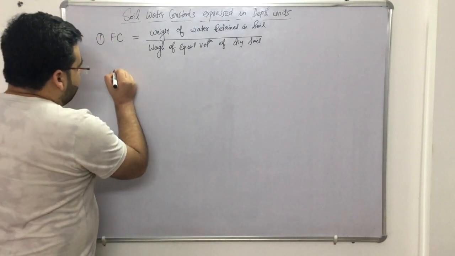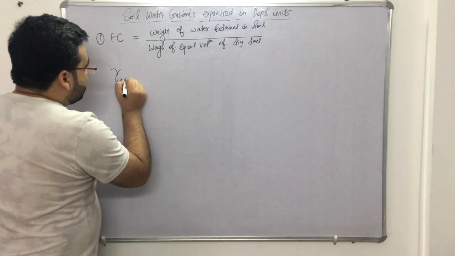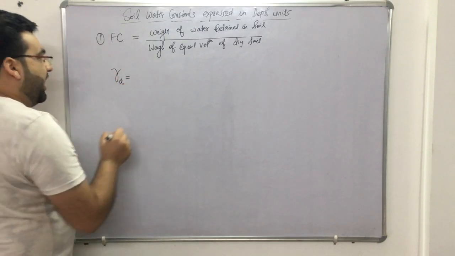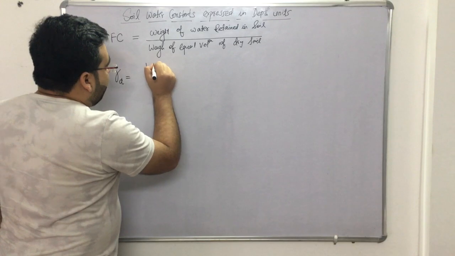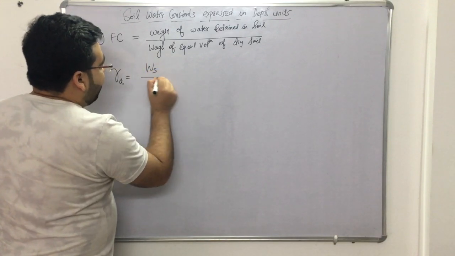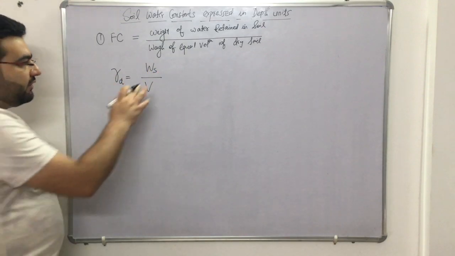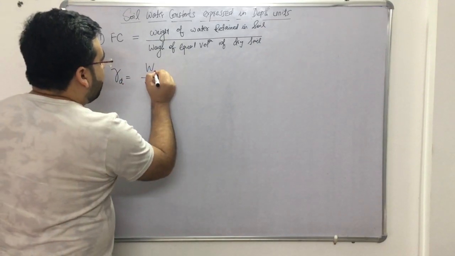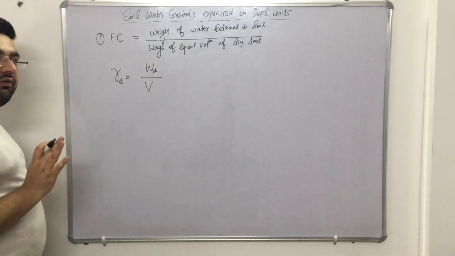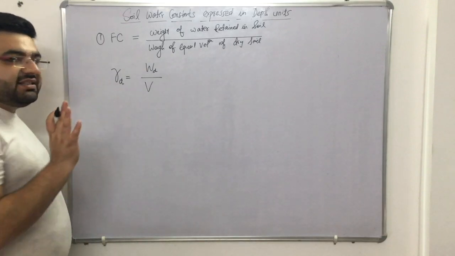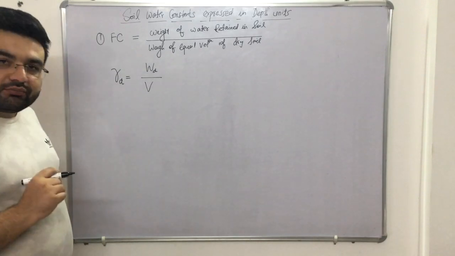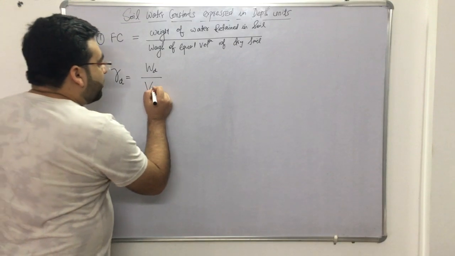I know that the dry unit weight of a soil sample is given by the weight of the dry soil divided by the volume of soil. So this is the weight density of dry soil, gamma D. Clear? Now what about this volume?